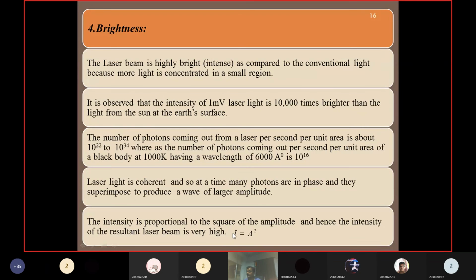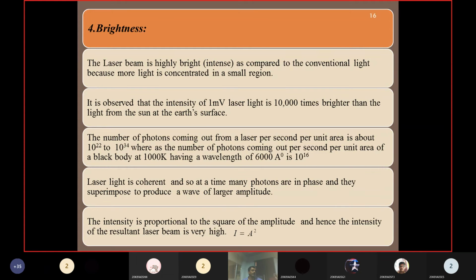Okay, the next property is brightness. Already we know that, so what is brightness? When we say very high brightness, that light is very bright, so the intensity of the light is very high.